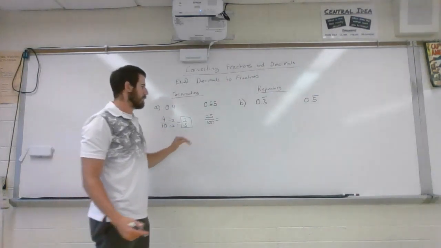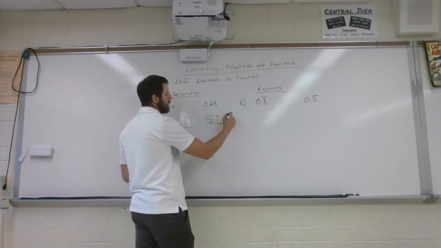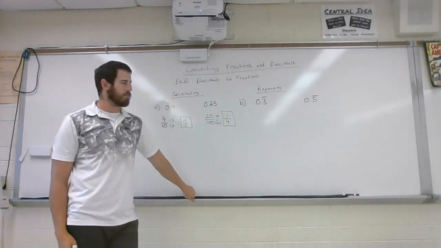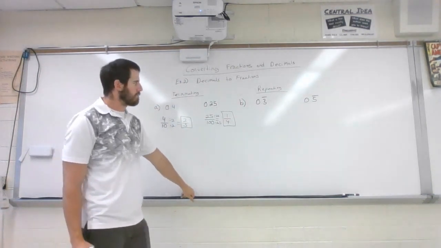Can you reduce? Yes, we can. If we divide both the top and bottom by a 25, a lot of people would see this, we get 1 over 4. And there's my answer. Problem done. That's all there is to it. It's not too many steps. You just gotta realize what the steps are and do the math behind it.